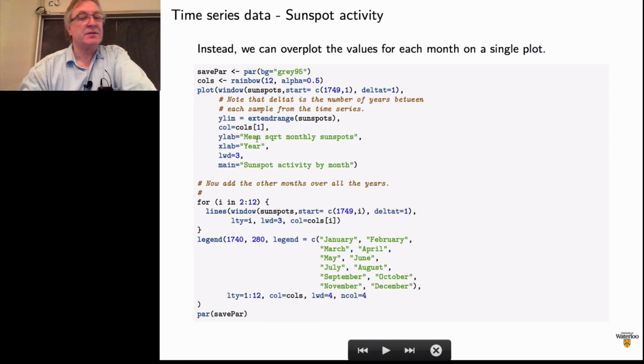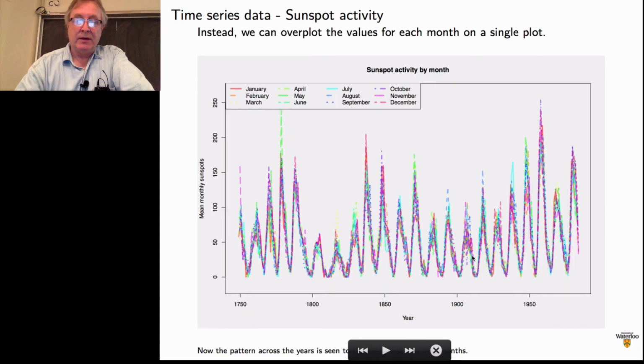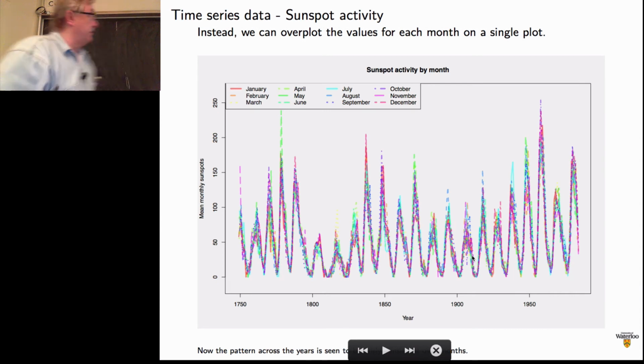So I'll plot the sunspots for 1 year, and then for all years, a single month, and then I'll add each month on top of that. So that's why it's going for the first month, and then 2 to 12 are the other months. And we get something that looks like that.